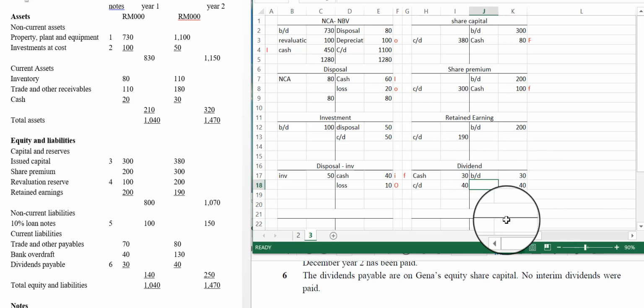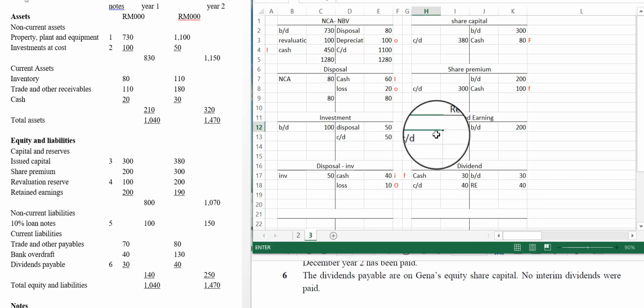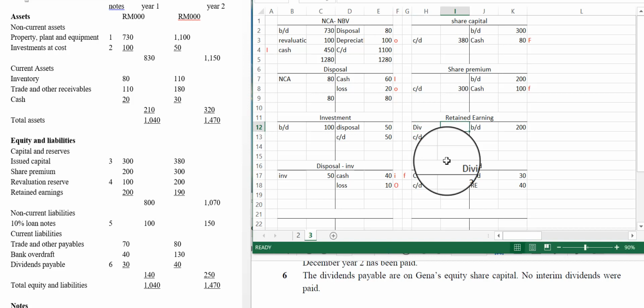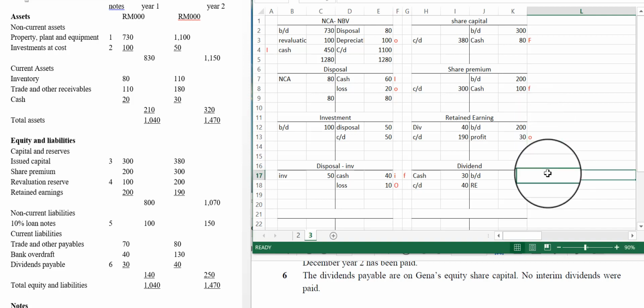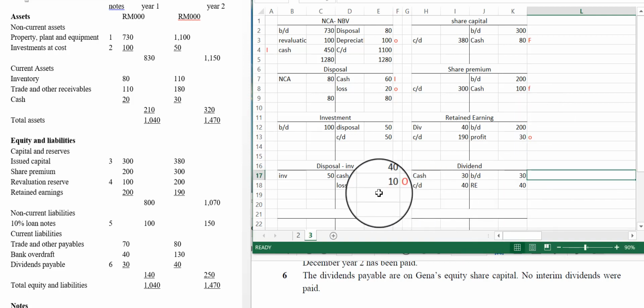This 40 you should minus from retained earning. Okay, bear in mind, in your retained earning you should always put current year dividend, including current year final dividend and current year interim dividend. So in this case you only have the final dividend, so we put here current year final dividend. So from here you can see that the balancing figure is actually 30, which is your current year profit. Okay, so you'll use this in your operating activities later on.